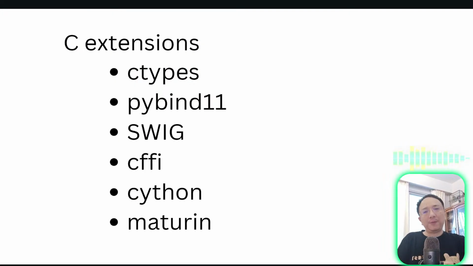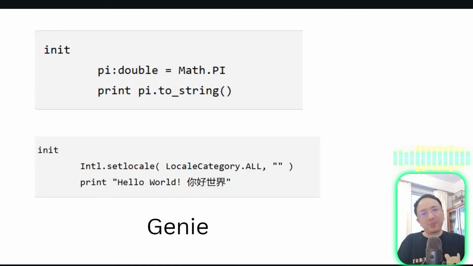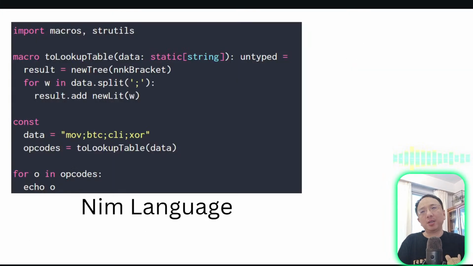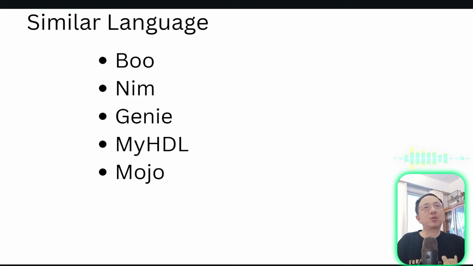Okay, so the similarity between these languages and Cython is that Cython is also another language that is Python inspired, or Python-like, but it is very much like Python. It is a superset of Python.